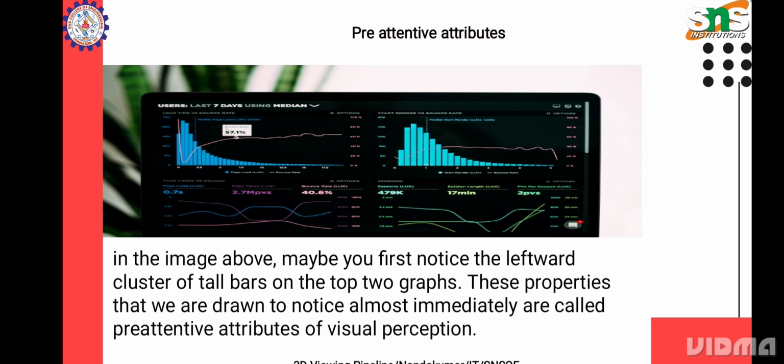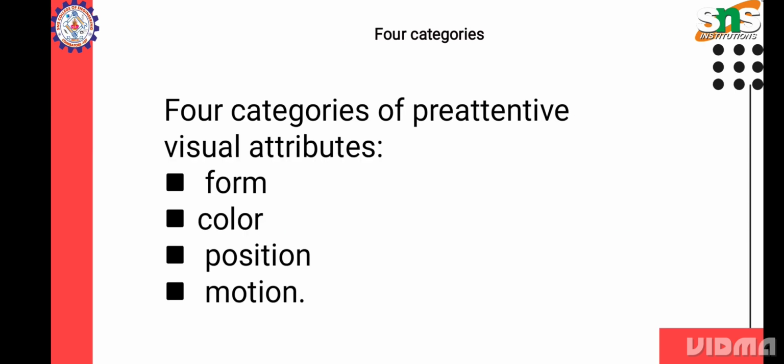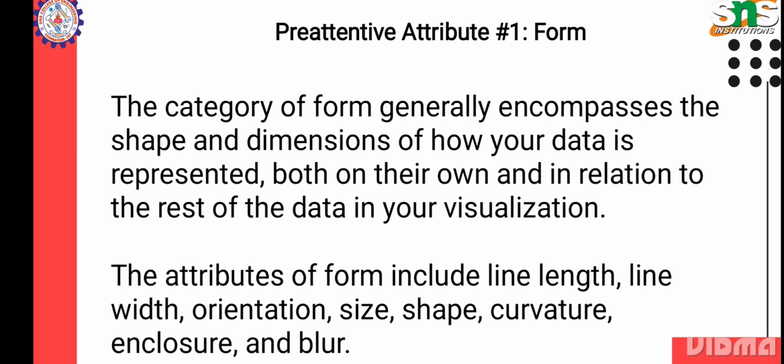Pre-attentive attributes. There are four categories of pre-attentive attributes: form, color, position and motion. What do you mean by pre-attentive attributes? Pre-attentive attributes are the attributes you notice when you see an image. In the above image, when you first see the image, you first notice the leftward cluster of tall bars on the top two graphs. These properties that we are drawn to notice almost immediately are called pre-attentive attributes of visual perception.